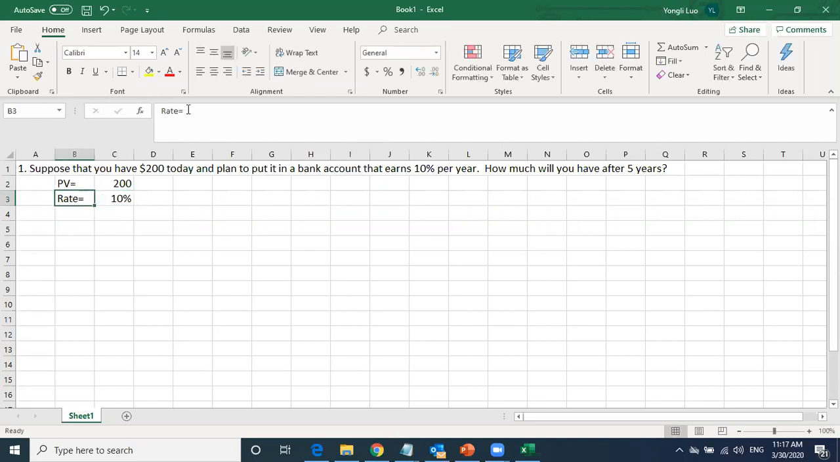Remember, the interest rate we have in the PowerPoint slide uses the letter K, right? And the number of time periods is N, which is 5 years. So what type of question is this one? How much money will you have after 5 years? This asks you how much money you have in the future, so this is a future value question.